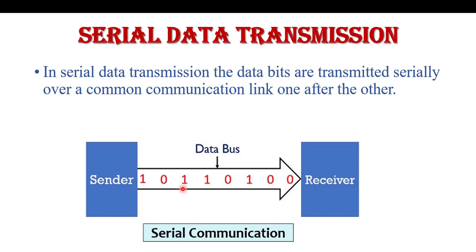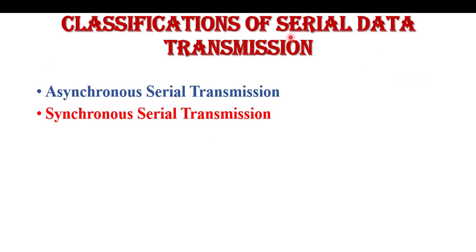So parallel data transmission is faster than serial data transmission. But the advantage of serial data transmission is that it is used for long distance communication, and parallel data transmission is used in short distance communication. So this is the serial data communication technique. Now the classification of serial data transmission. There are two types: synchronous serial data transmission and asynchronous serial data transmission. In this video, I will explain synchronous and asynchronous data transmission techniques in detail.